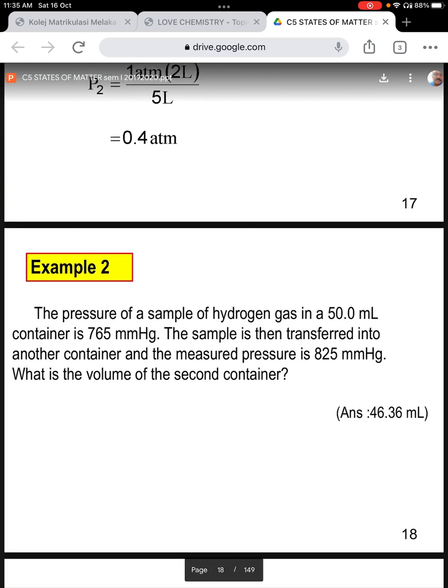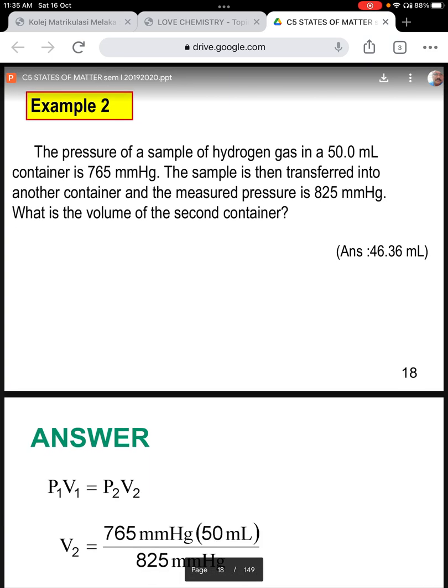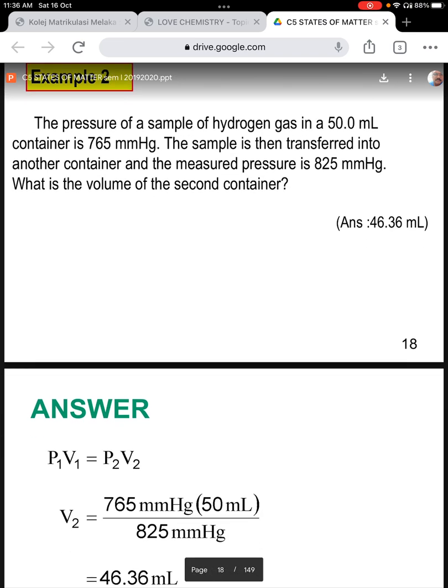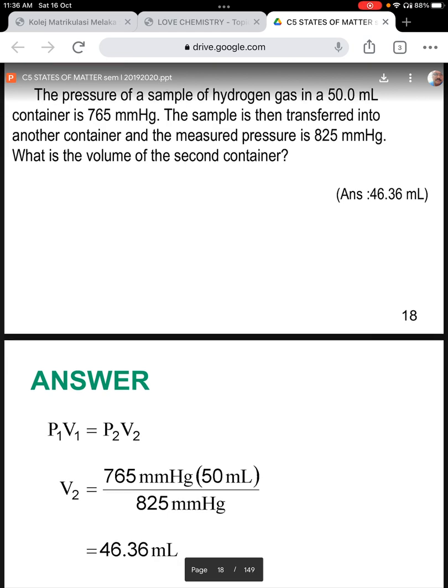Now let's look at example 2. The pressure of a sample of hydrogen gas in a 50 mL container is 765 millimeters of mercury. The sample is then transferred into another container and the measured pressure is 825 millimeters of mercury. What is the volume of the second container? Now we are going to find the volume, V2. P1V1 = P2V2, the same formula. P1 is 765 mmHg, while V1 is 50 mL given in the question. P2 is given to us as 825 mmHg. So we have to find V2, the volume.